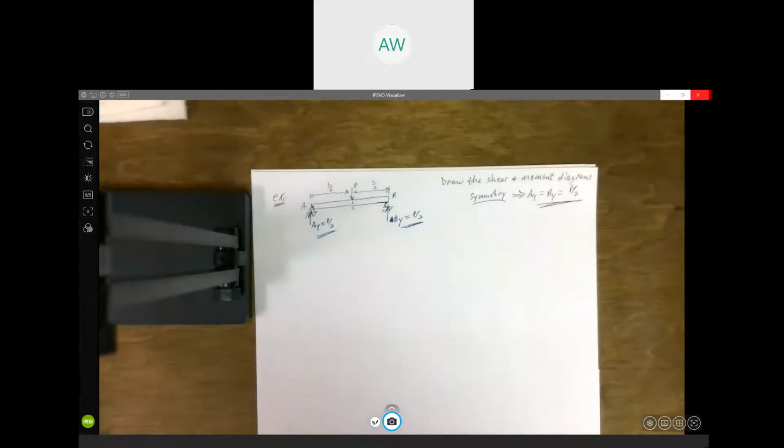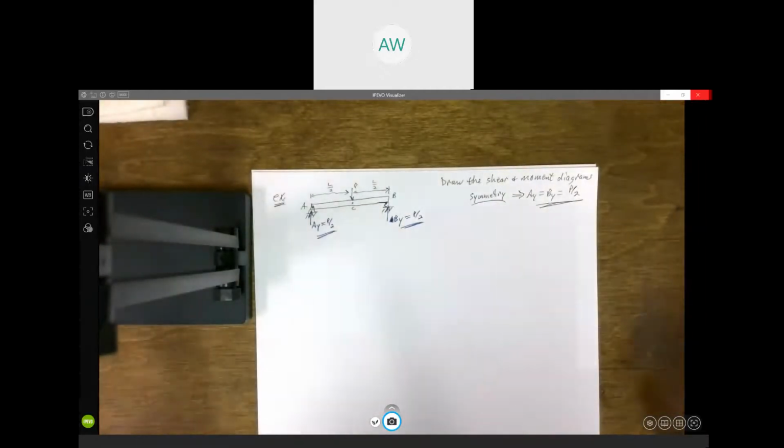Any question about how we got those support reactions from symmetry and without having to do any calculation?